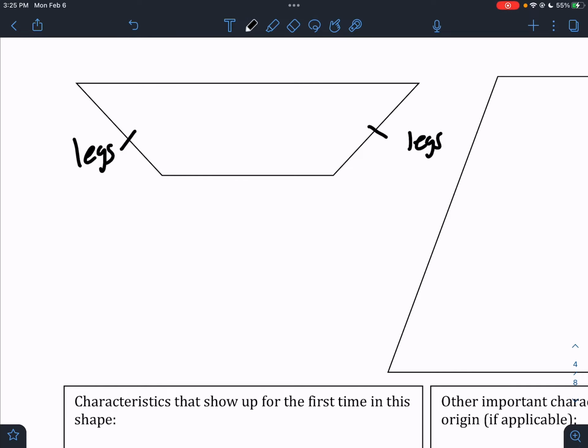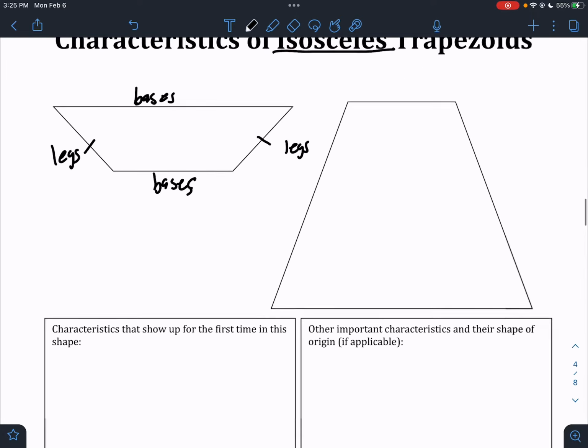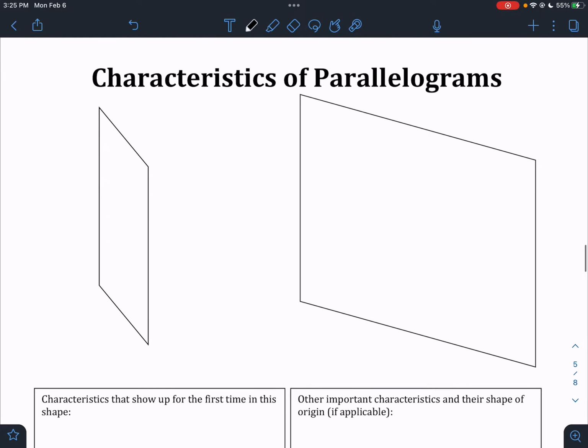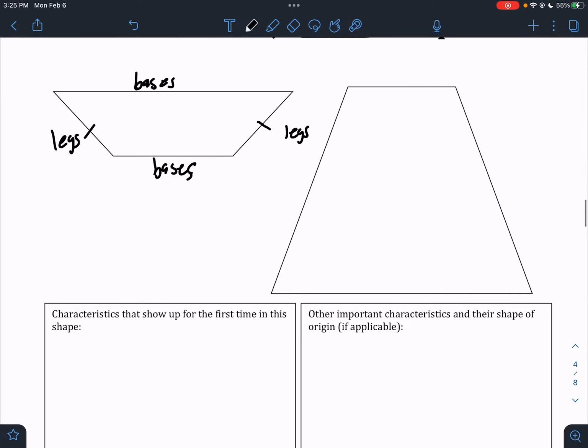But the 2 sides that are parallel are called bases. Right, so remember an isosceles triangle had 2 legs and 1 base, while an isosceles trapezoid has 2 legs and 2 bases. And just so you know, basically all these shapes that have parallel lines have bases. Parallelograms, these are bases, but these are also bases. So some shapes have more than one set of bases, but basically if you have parallel lines, you have bases. That's just the way it kind of goes. So these two parallel lines, these are the two bases.